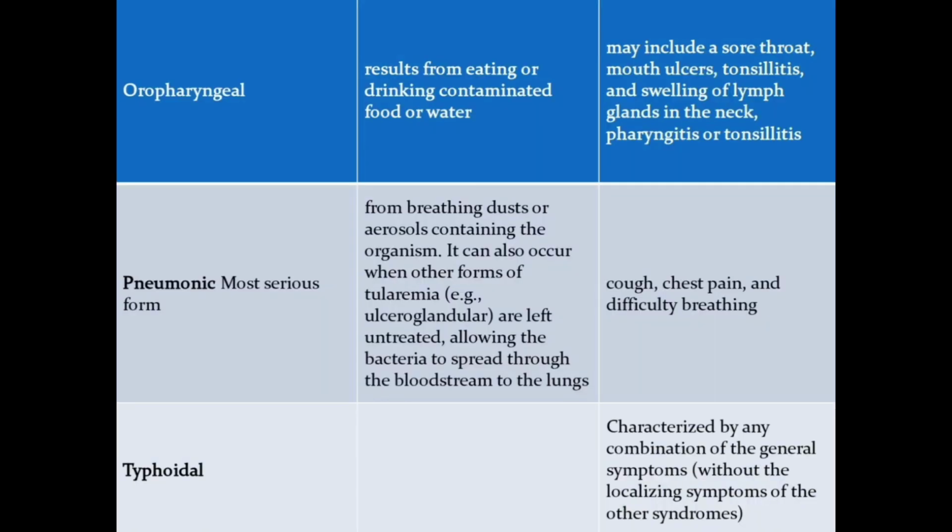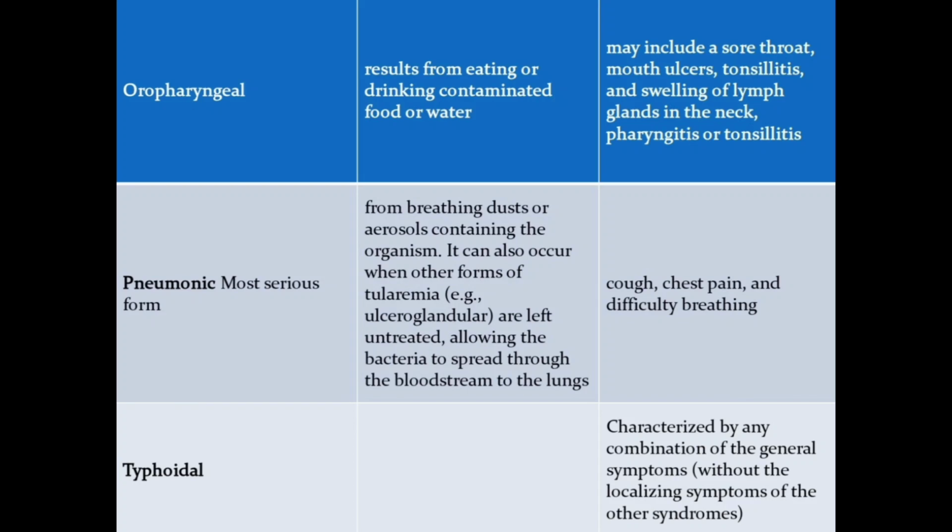The next form of disease is oropharyngeal. The disease comes from eating or drinking contaminated food and water. The signs and symptoms of oropharyngeal disease may include sore throat, mouth ulcers, tonsillitis, pharyngitis, and swelling of lymph glands in the neck. The next form of disease is pneumonic disease. It comes from breathing dust or aerosols containing the organisms. It can also occur when other forms of tularemia, for example ulceroglandular, are left untreated, allowing the bacteria to spread through the bloodstream to the lungs. The signs and symptoms of pneumonic disease are cough, chest pain and difficulty breathing.